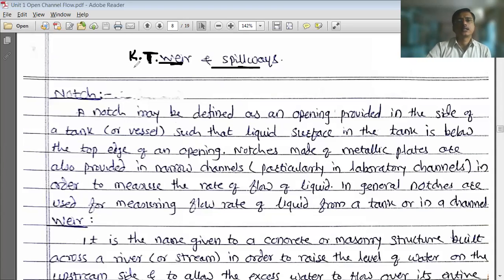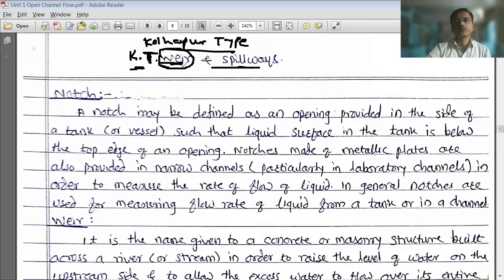See, this is KT, meaning Kolhapur type. कोल्हापूर टाइप वेयर. Okay, this is Kolhapur type Bandara, Kolhapur type weir. As it was successfully implemented, used, and constructed in the Kolhapur region, it has been given the name Kolhapur type Bandara or Kolhapur type weir.